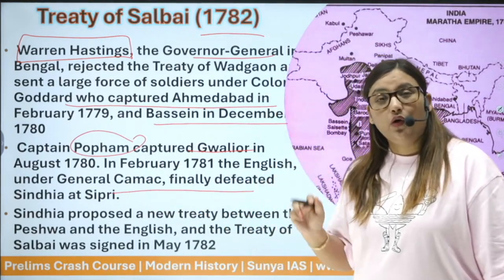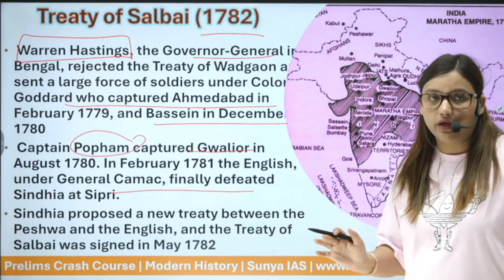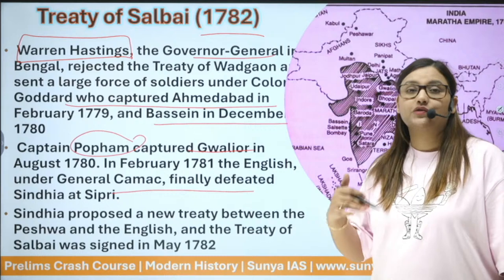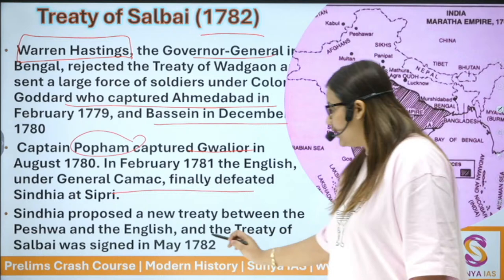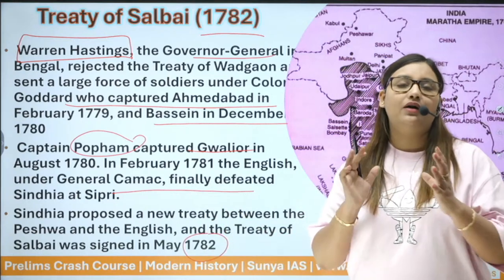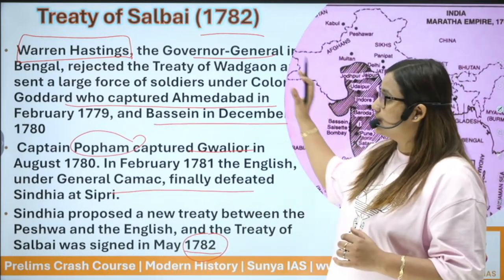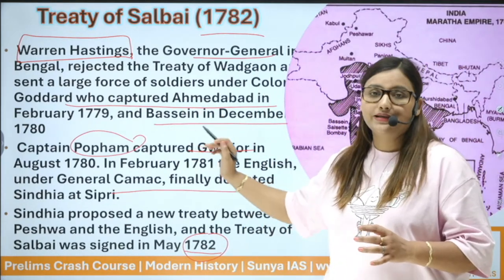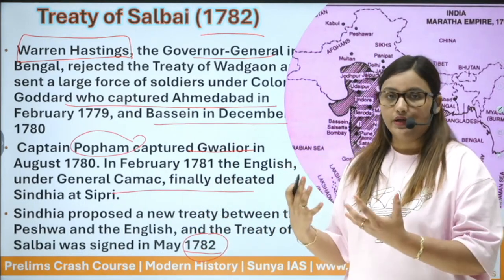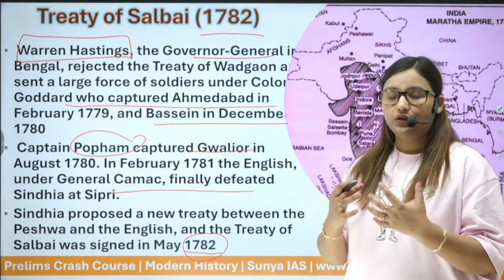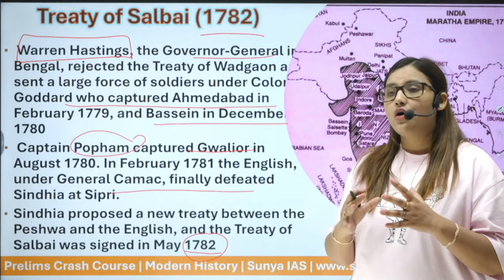So all those Maratha chiefs got defeated. So Scindia proposed a new treaty between the Peshwa and the English, which was known as the Treaty of Salbai. They signed the Treaty of Salbai in 1782, and they both decided to have peace. So in 1782, you see that by deploying so many new colonels, governors and military generals in different parts, the English got the victory.